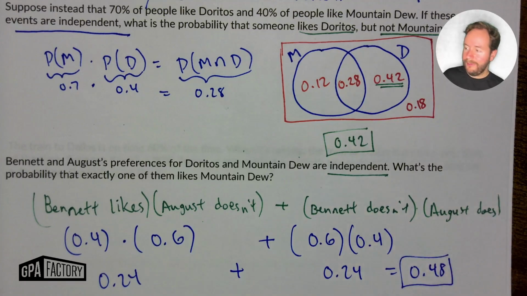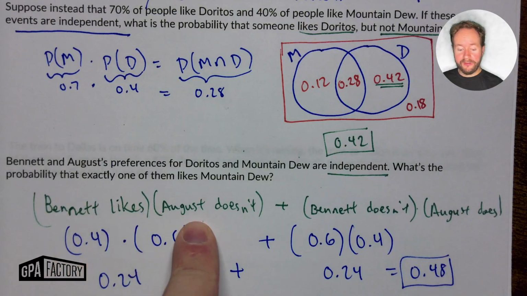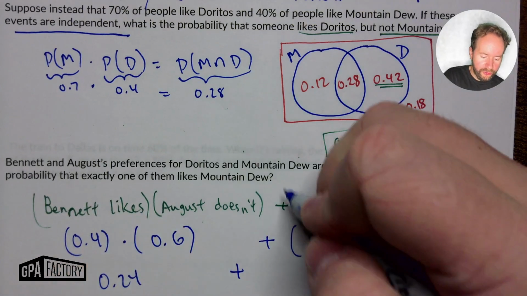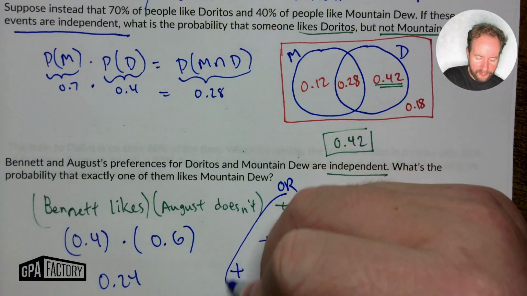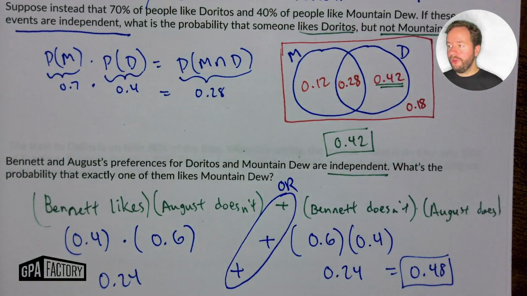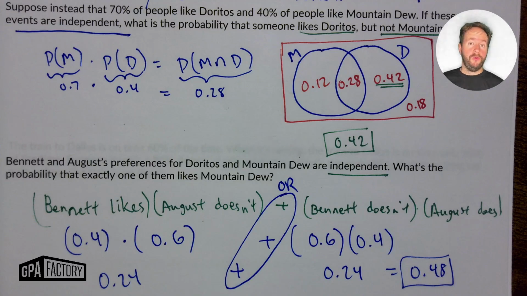Why am I adding them? Because I'm talking about the two different possible cases. It could be the case that Bennett likes Mountain Dew and August doesn't. Or, and what have I told you that the word or means? Or means add. So it could be the case that Bennett doesn't and August does. So I multiplied those to get that probability. Adding those together gives me 0.48.